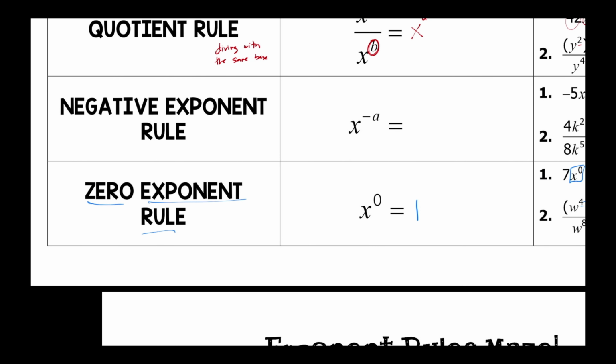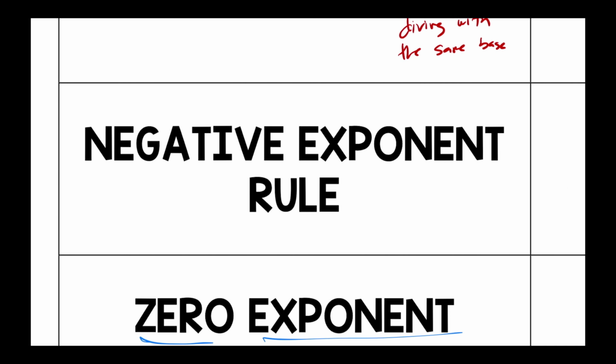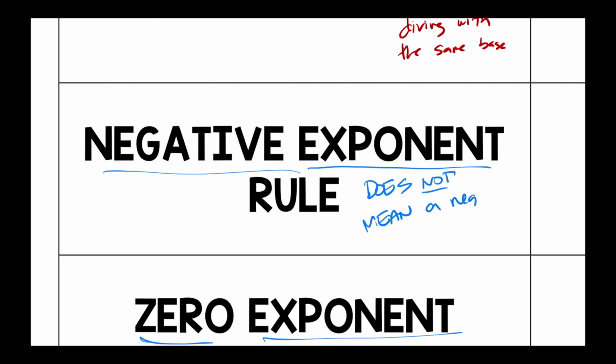And then we go to the negative exponent rule. I'm going to tell you what the negative exponent rule is. A negative exponent does not mean a negative number.